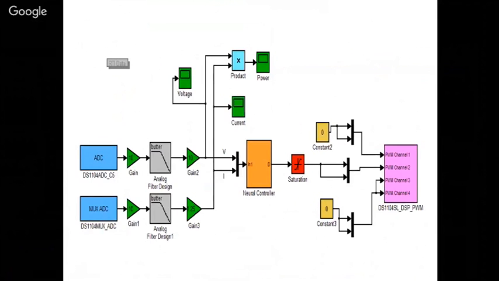Similarly, that P&O I'm just changing, and I'm giving a neural network here. If you have taken the data and you have trained a neural network, you can have a neural network. If you want, you can have ANFIS, GA, whatever you want.